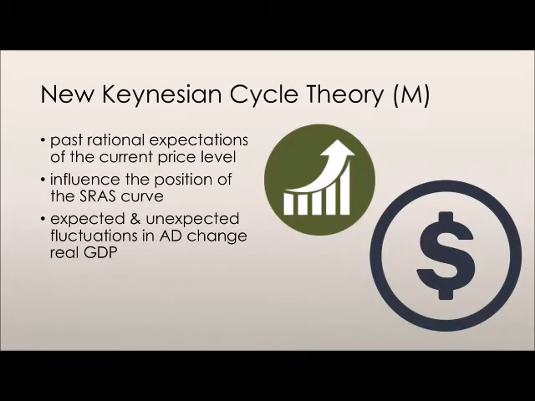The new Keynesian cycle theory, another mainstream business cycle theory, argues that today's wages were negotiated in the past, which means that past rational expectations of the current price level influence the money wage rate, and thus the position of the short-run aggregate supply curve. New Keynesian theorists believe that both unexpected and currently expected fluctuations in aggregate demand bring fluctuations in real GDP and potential GDP.